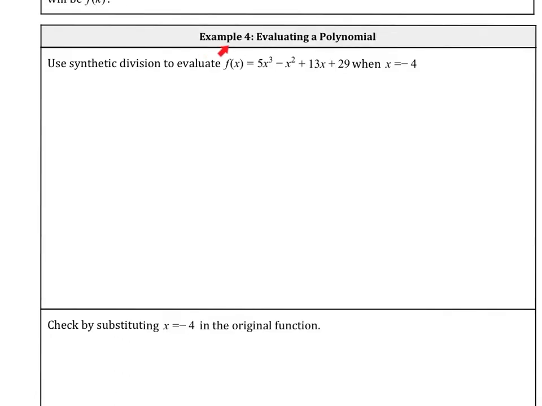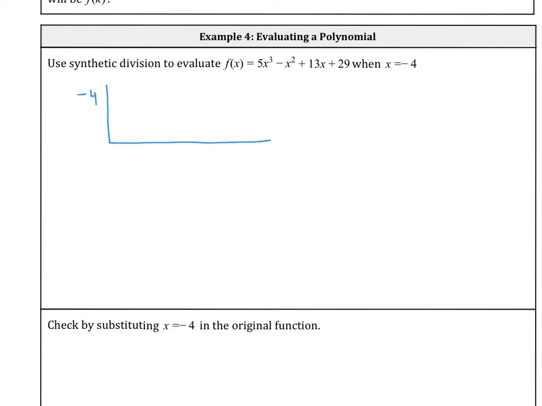Now we are going to do example number 4. We are going to evaluate a polynomial f of x at x equals -4, using synthetic division. So we are not actually substituting this x value into the x places, but rather using synthetic division. So if x equals -4, we make this half rectangle and we write the x value -4 here.